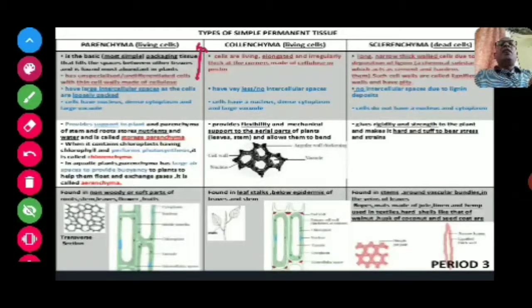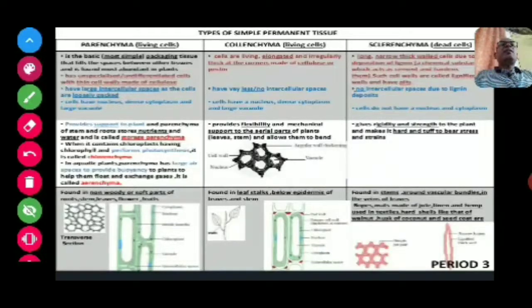Parenchyma has unspecialized or undifferentiated cells with thin walls made up of cellulose. They have large intercellular spaces between the cells, as the cells are loosely packed, and the cells have a nucleus, dense cytoplasm and large vacuole.